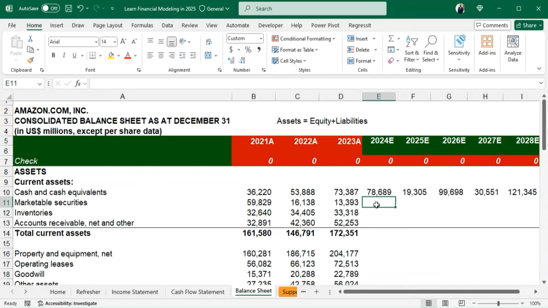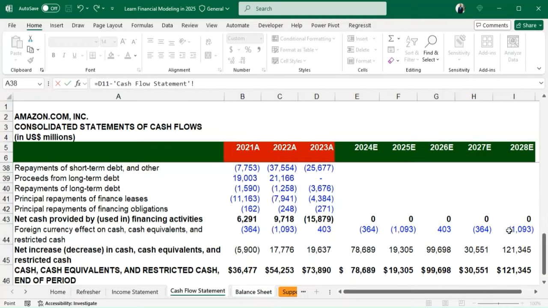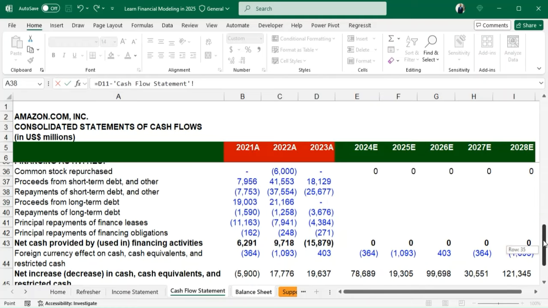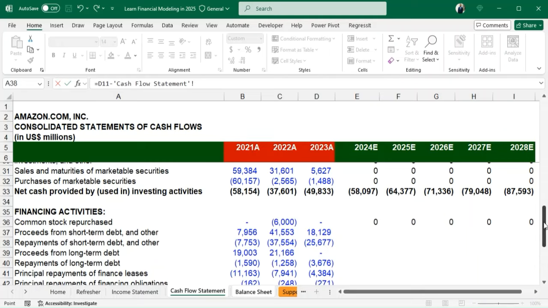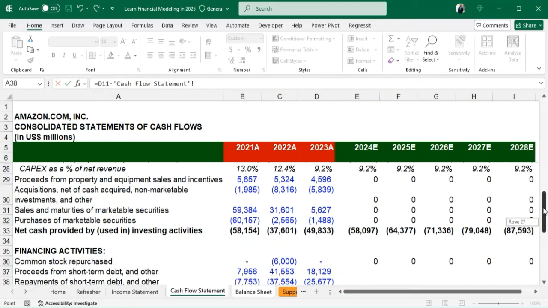Then we have marketable securities. Within the cash flow statement, we can find their sales and maturities, as well as purchases of these marketable securities. To forecast it, we are going to take the previous year figure from here, which is 2023, and we are going to subtract the sales and maturities figure from the cash flow statement. Remember, the cash flow statement is what we are using to drive the balance sheet, and so most of the items you are going to be using are going to come directly from the cash flow statement.